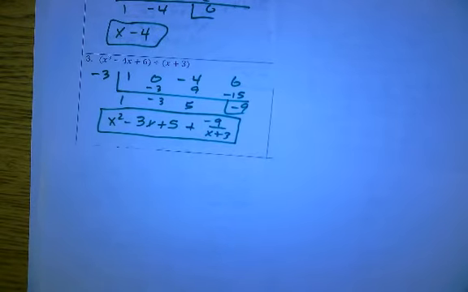Okay, when you do that, you bring the first one down, and then you multiply, add, multiply, add, multiply, add, till you get to the remainder box. Is that okay? Yes, ma'am.